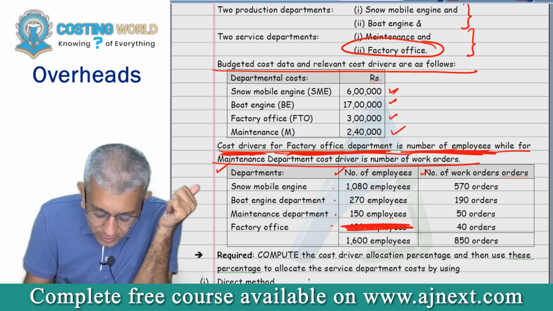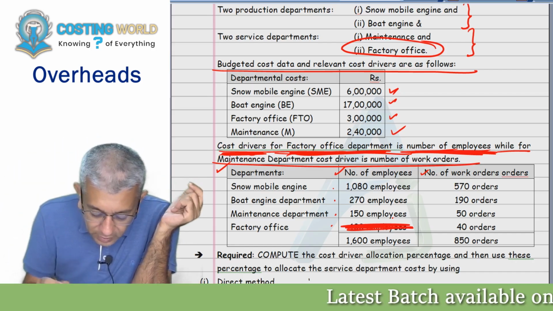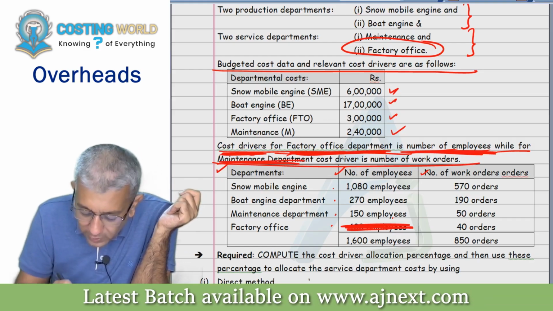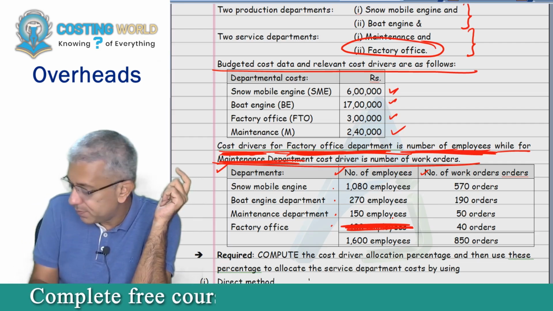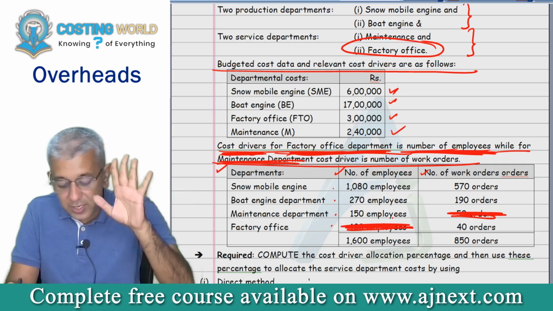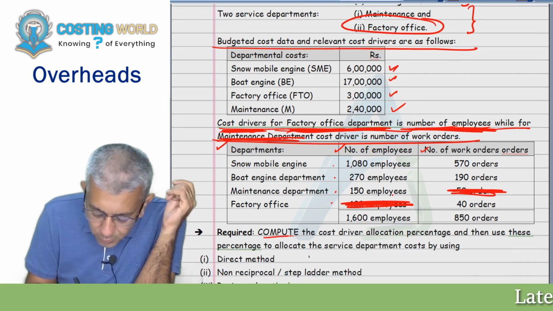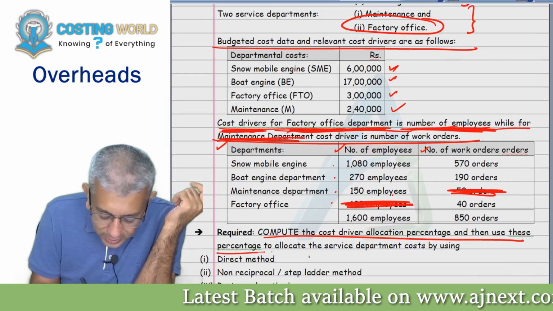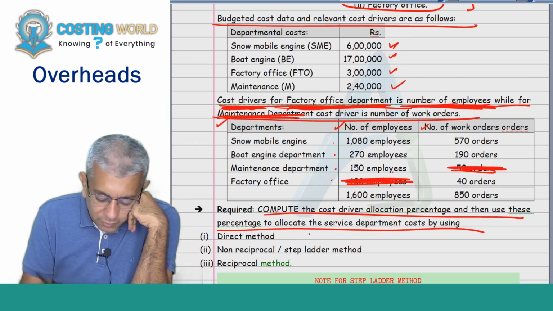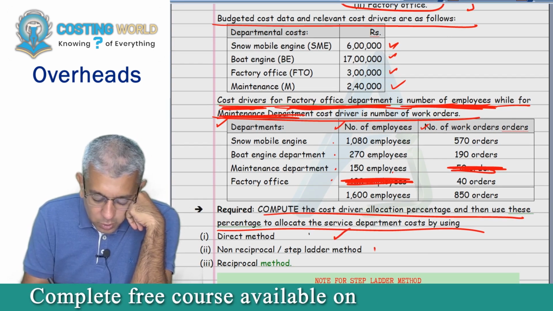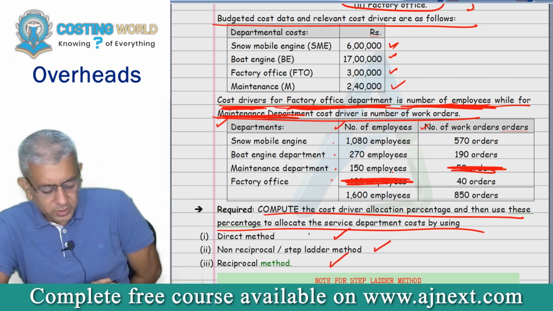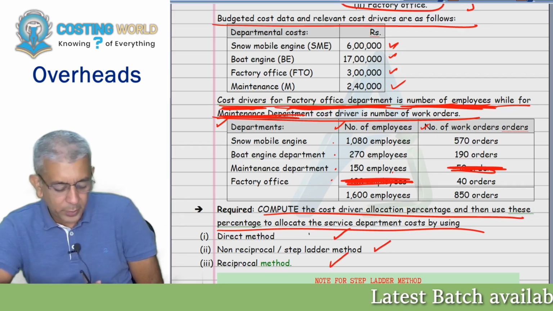Same way, you tell me, for maintenance department, it is number of work orders. So therefore, I do not require the work orders of which particular department? Maintenance. You can cut out this particular thing. Okay. This data will be of no use to us. Compute the cost driver allocation percentage and then use these percentages to allocate service department's cost by following direct method, non-reciprocal or stepladder method and reciprocal method. Okay. So these are the three methods that we will have to be doing.